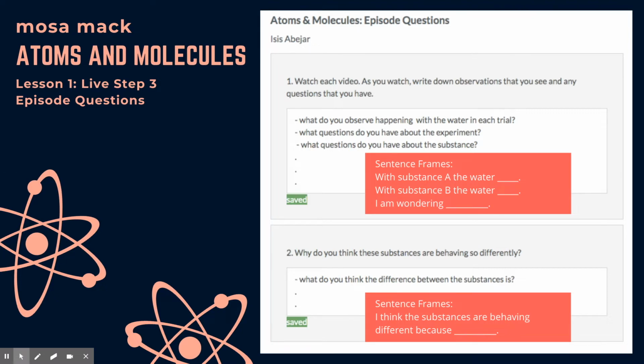So take a look, answer the first question, write down any observations that you see and any questions that you have. You may use the sentence frames. With substance A, the water, blank. With substance B, the water, blank. And I am wondering, blank. For question 2, why do you think these substances are behaving so differently? You may use the sentence frame. I think the substances are behaving differently because blank.